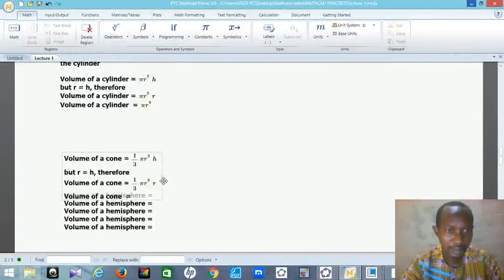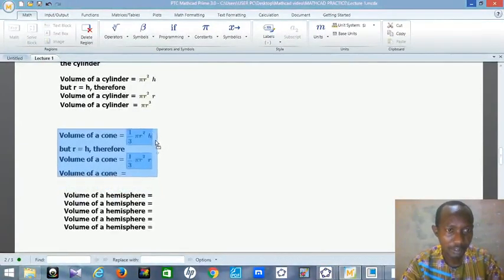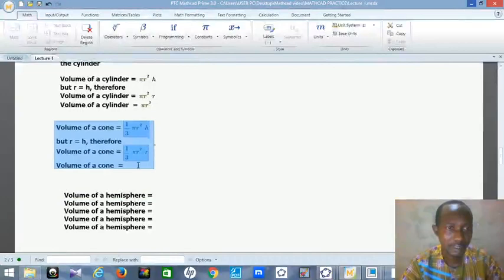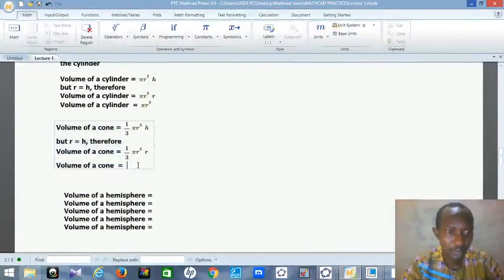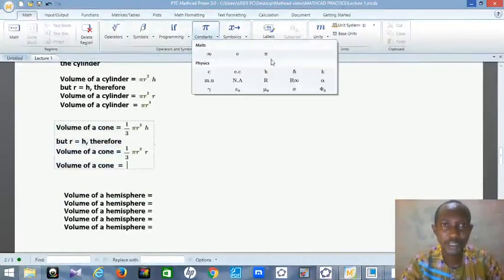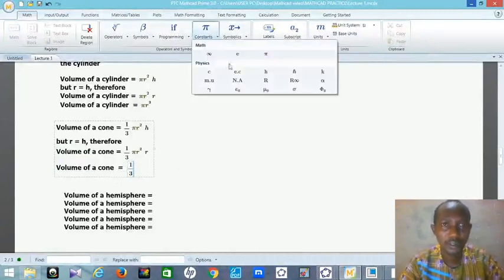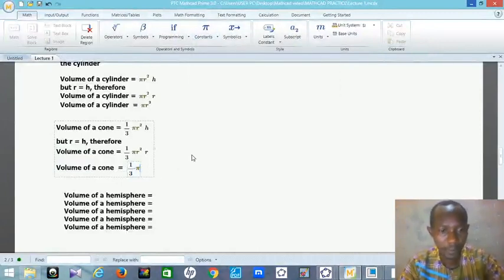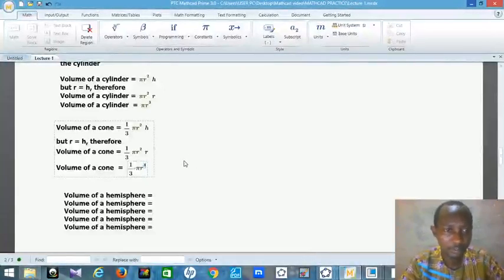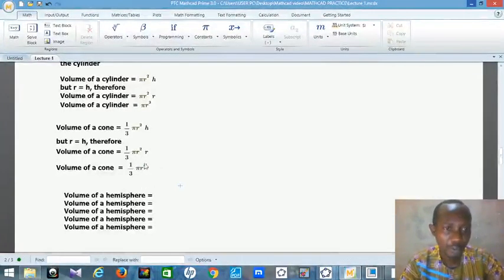Okay, sorry, let me move this upward a little. Okay, then finally the volume of the cone is going to be 1 over 3 pi r raised to power 3. So this is the volume of the cone. You can see it. The volume of a cone is 1 over 3 pi r cubed. Since the radius is equal to the height, we don't need h. Just remove h and put r there.